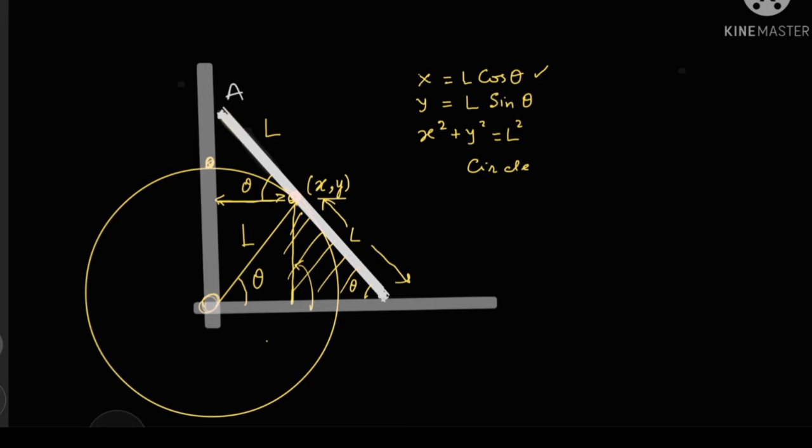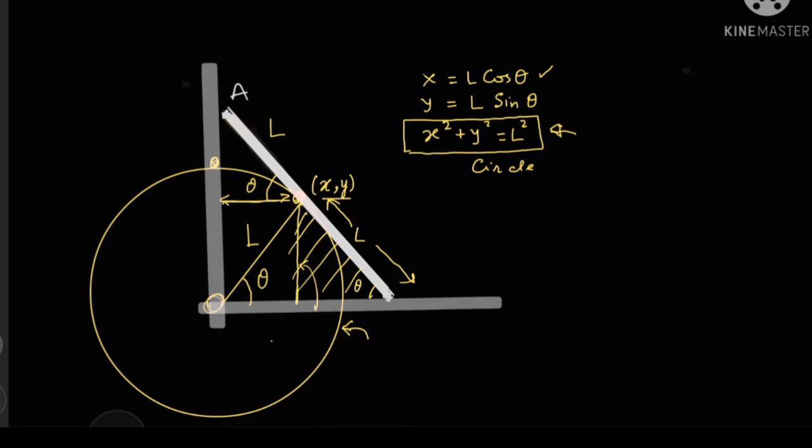And squaring and adding, we get the relation for x and y. So this is the path along which x comma y, that is center of mass, moves, and it is equation of circle with center at origin and radius equal to L. So center of mass moves along the circle during the time when the contact is not broken.